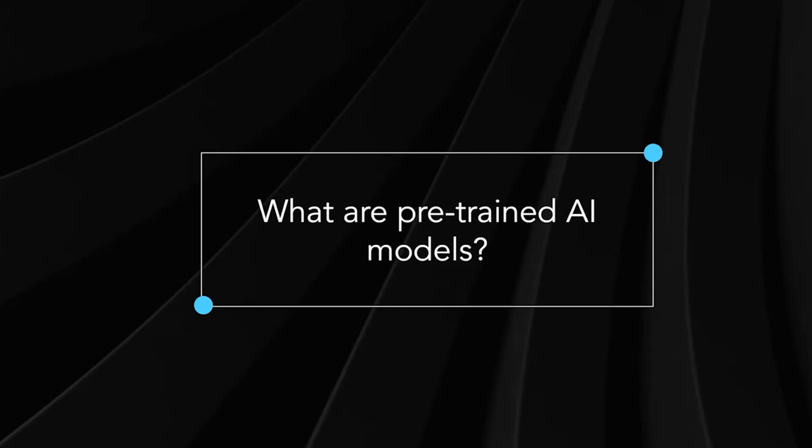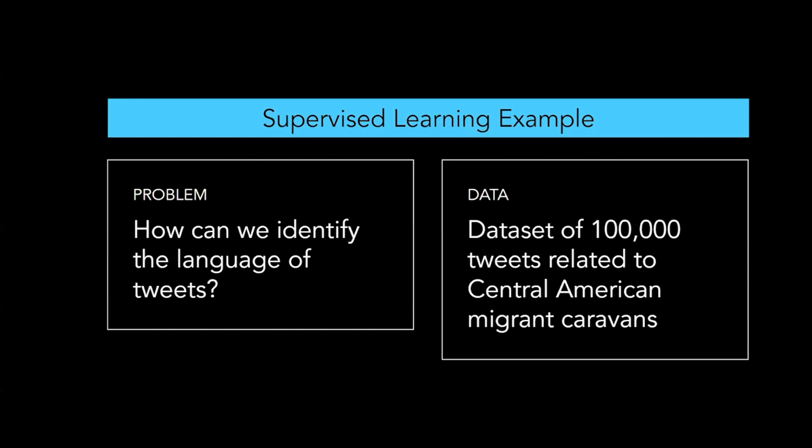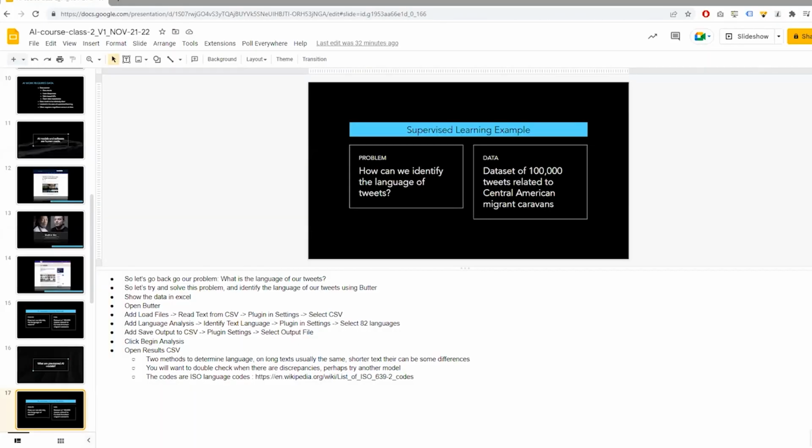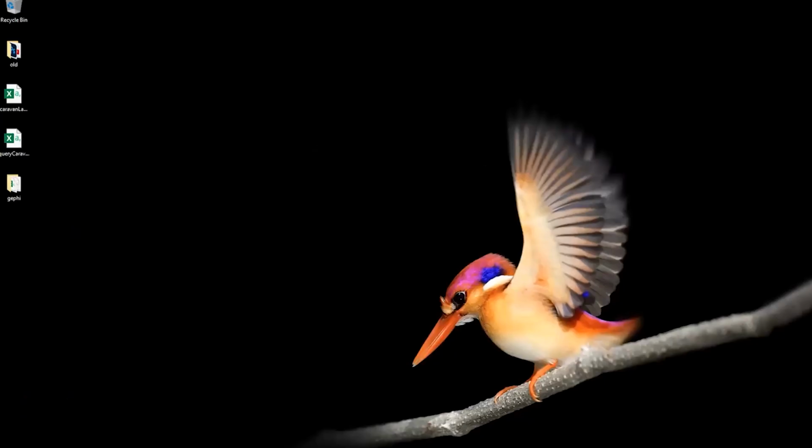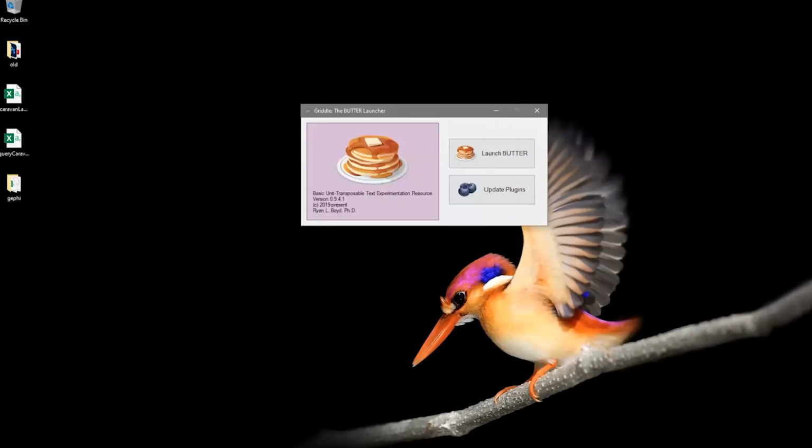They are nice because we don't necessarily have to go through all of the complex effort to train an AI model ourselves. So again, here's the problem that we're trying to solve. We are trying to identify the language of tweets. And we have this data set of about 110,000 tweets related to the Central American migrant caravans. And we are going to use Butter and a supervised learning approach available in it to do language detection on this data set.